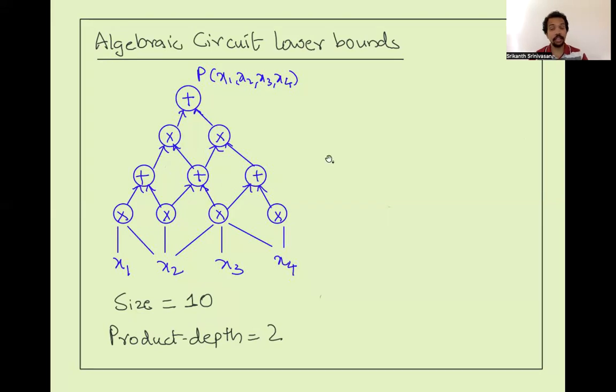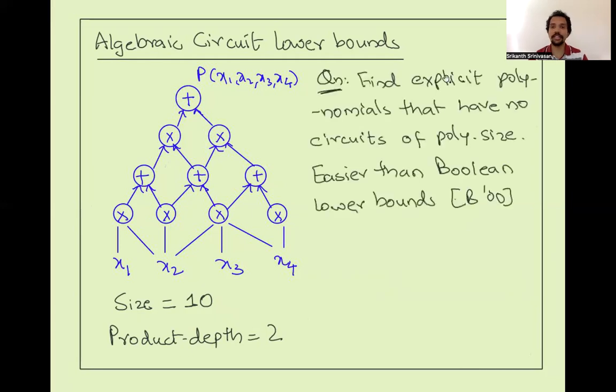The basic motivating question in algebraic circuit complexity is to find explicit polynomials that have no algebraic circuits of small size. The algebraic circuit model is more restricted than the Boolean circuit model, because the circuit is supposed to represent the formal polynomial P. So it's a more syntactic model of computation. So it's expected that proving algebraic circuit lower bounds is easier than proving Boolean circuit lower bounds, and there is some formal justification for this.